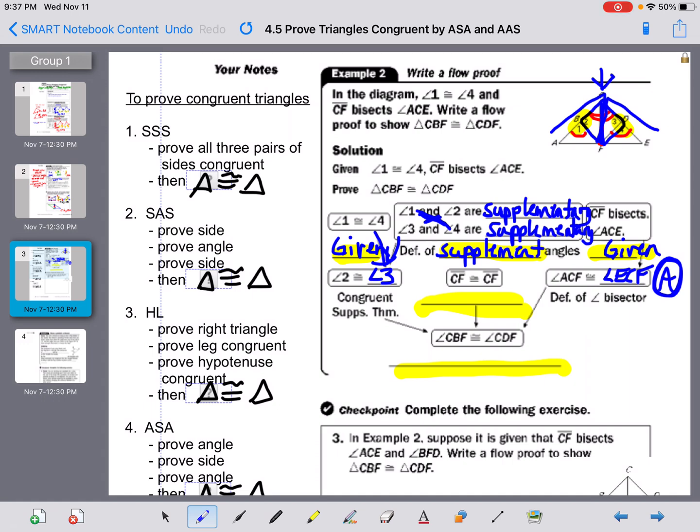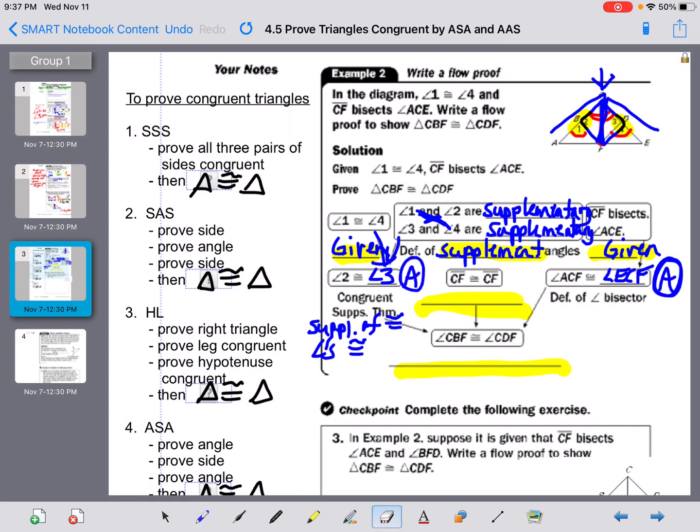They call it the congruent supplement theorem. Basically, it means the supplements of congruent angles are congruent, okay? And that's where we get 2 congruent to 3. Okay, so this is another pair of angles.